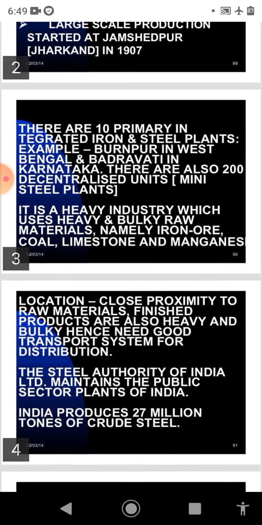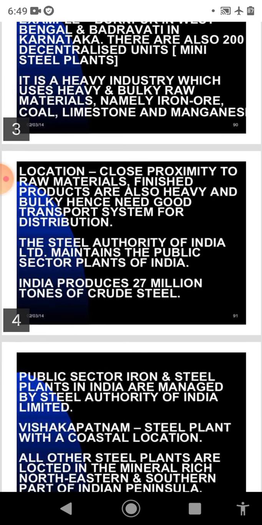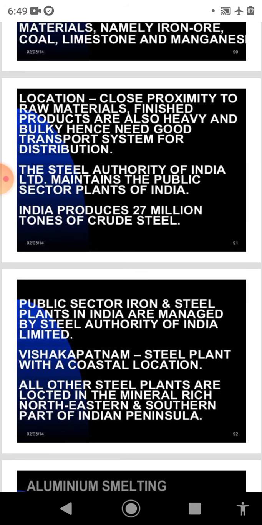Another important factor is market. Market is also influencing the localization of the iron and steel industry. Now we'll discuss the production. Today, with 32.8 million tons of steel production, India ranks 9th among the world crude steel producers. It is the largest producer of sponge iron. In spite of the large quantity of steel production, per capita consumption per annum is only 32 kg.